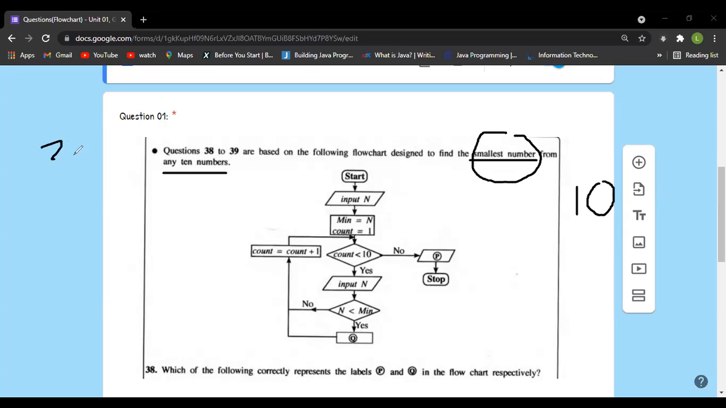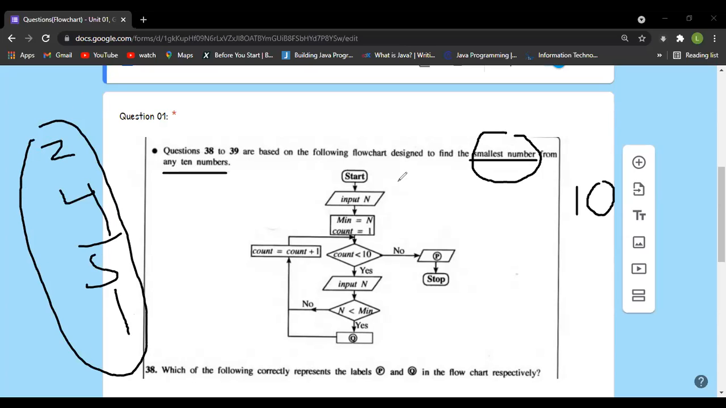If you are going to input like 2, 4, 5, something like that, till you are inputting 10 numbers all together, and then you are going to find the smallest number. That is the question. So they have given you a flow chart.